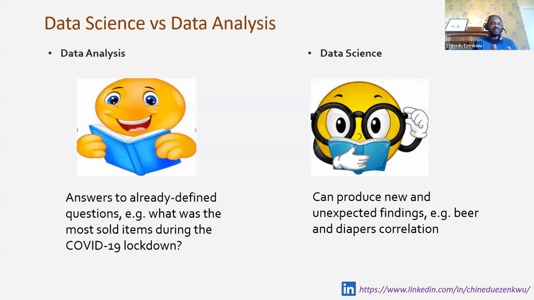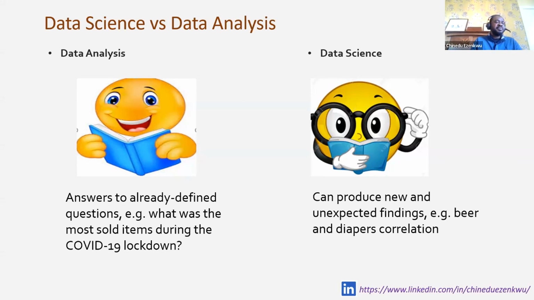But data science does something different. Data science is capable of raising unexpected findings, things you never expected were there in your database. For example, there is this popular example about the beer and diapers correlation in the data science literature. Before I talk about this beer and diapers correlation, I'm going to talk about something very important that will make us understand the example. And this is what we call market basket analysis.